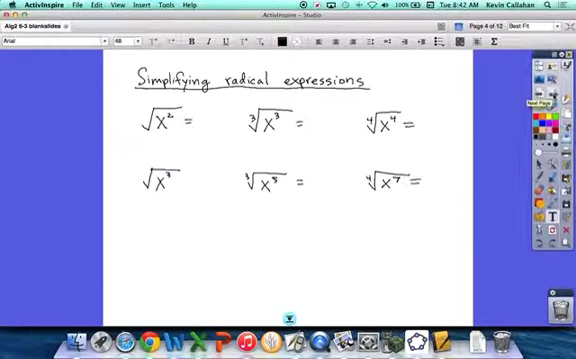So when you simplify a radical expression, the thing that makes it a radical expression is two things, right? First, it's got a radical symbol, and two, usually it's got a variable expression of some kind inside the radical. So we're trying to figure out, well, how do we simplify that kind of thing? How would we simplify the square root of x squared?